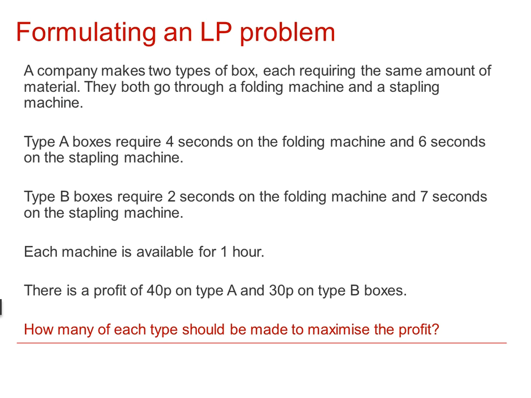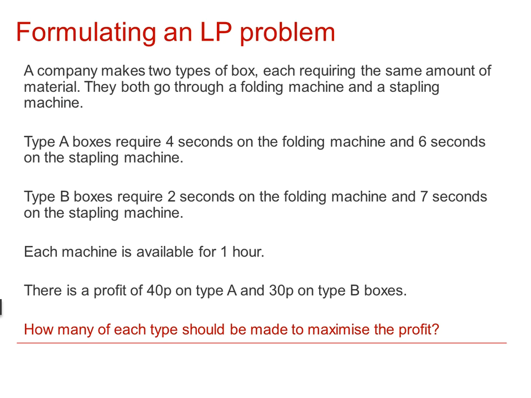But first of all, we've got a company that's making two types of boxes, and it says that type A box requires 4 seconds on the folding machine and 6 seconds on a stapling machine. We can make type B boxes which requires 2 seconds and 7 seconds respectively for that particular box. It says then we've got the idea that each machine is available for 1 hour. So we've got a stapling machine which is available for an hour, and a folding machine which is also available for 1 hour.